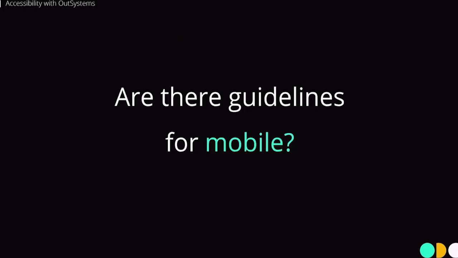Now, you are probably asking, are there guidelines for mobile? Today, there is only a small draft created by the WCAG, version 2.1. They are working on this draft, and we only have best practices. But nowadays, with the guidelines that we have, we can implement them in mobile applications to make sure that our applications can be accessible. The basis is the same.